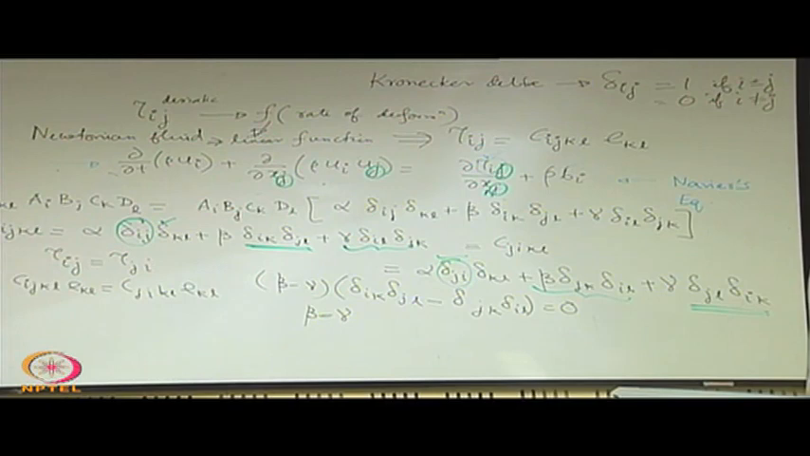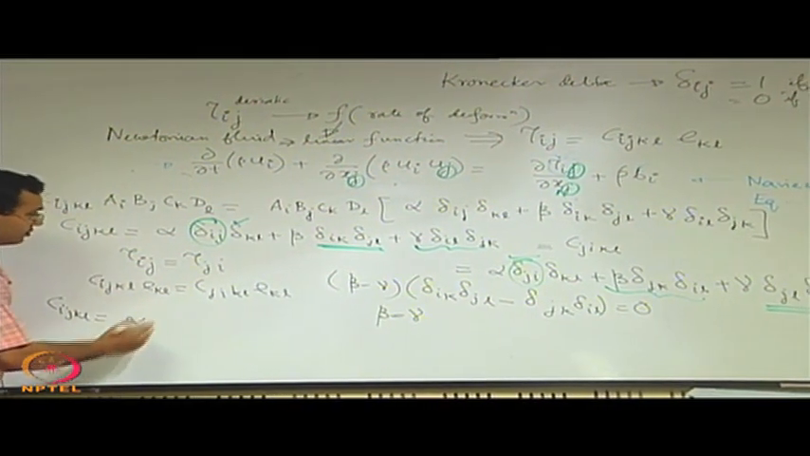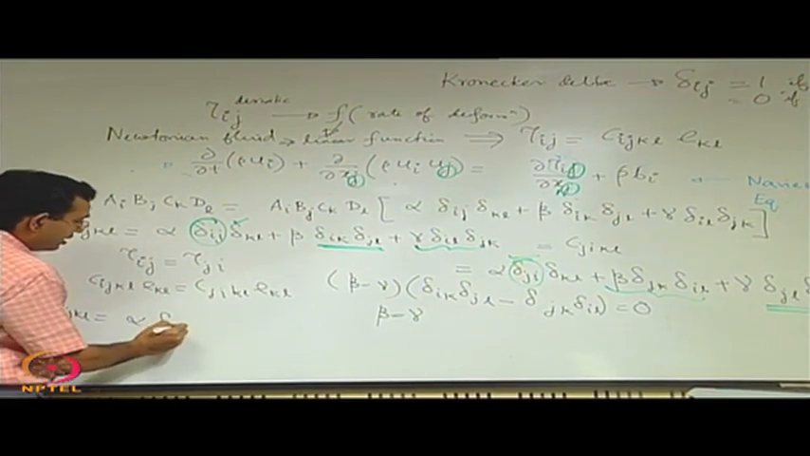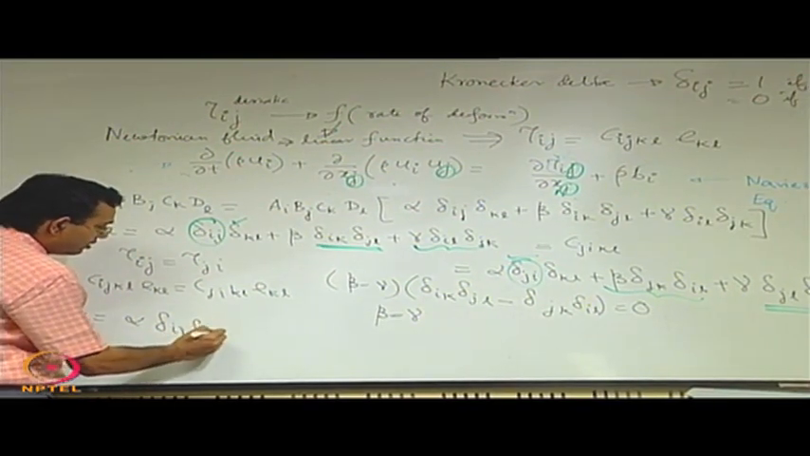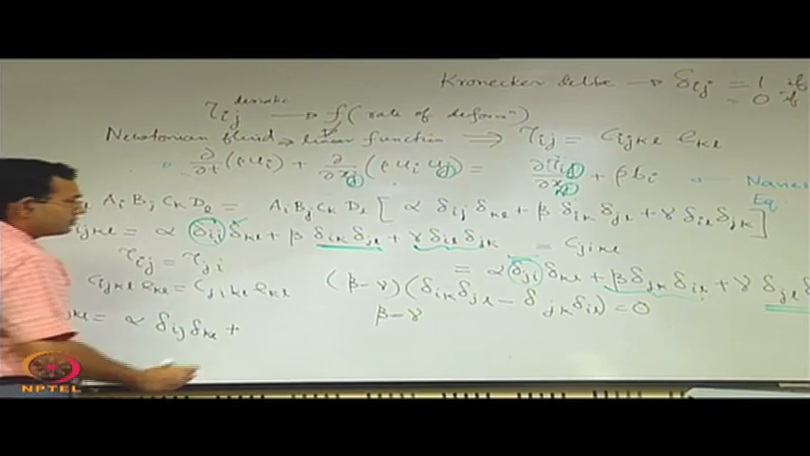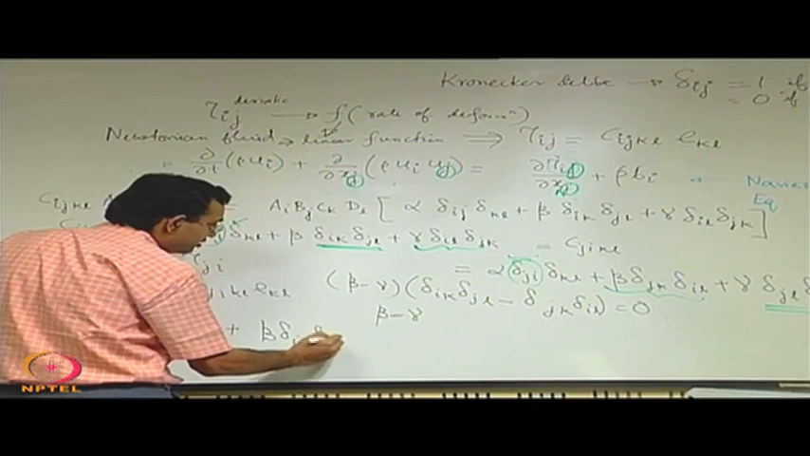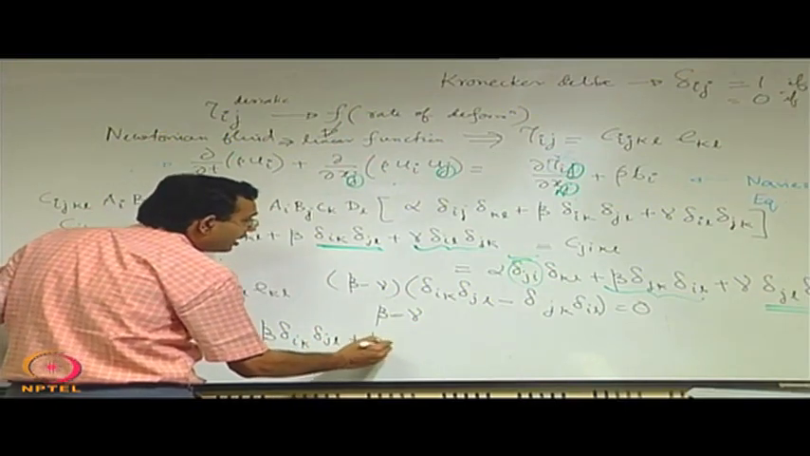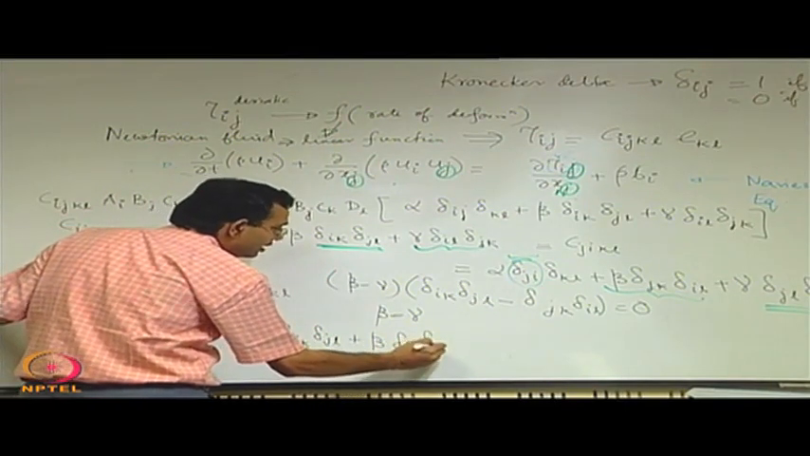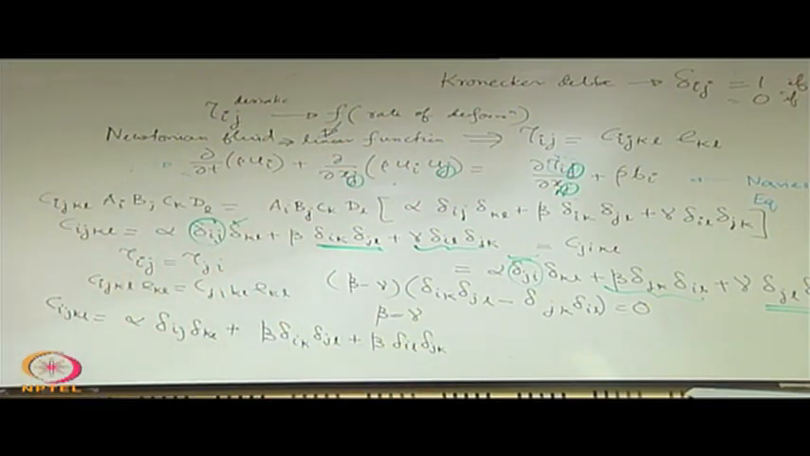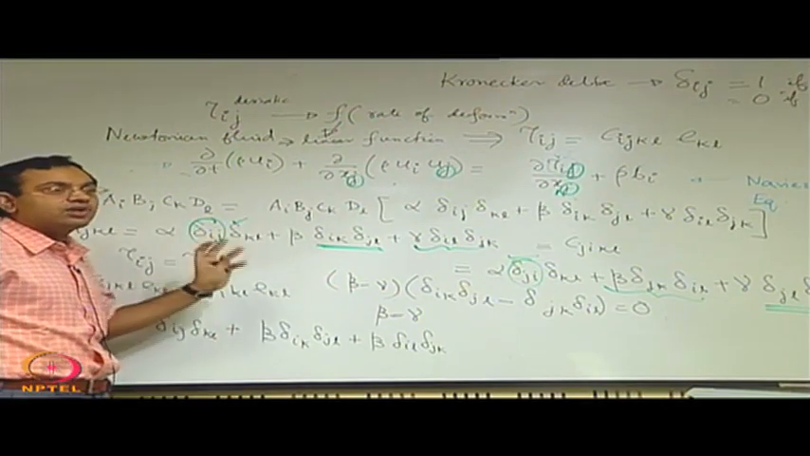So now you see, now we can write Cijkl is equal to alpha into delta ij delta kl plus beta into delta ik delta jl plus beta into delta il delta jk. So how many independent material constants do we have? 2. Keep in mind that there is an exact analogy with mechanics of solids.